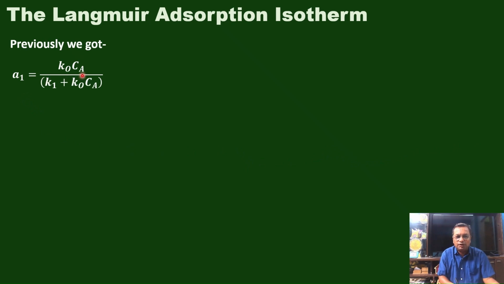A1 is equal to K naught into CA divided by K1 plus K naught into CA. Now what I will do, I will divide with K1, divide the numerator and the denominator at the same time. So it will be A1 is equal to K naught upon K1 into CA divided by K1 upon K1 plus K naught upon K1 into CA.